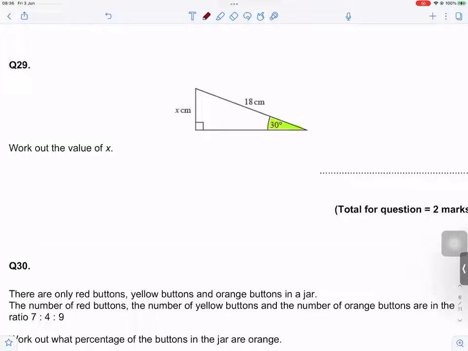What do we think of when we see a question like this? What do we do first? Can somebody give me an idea?